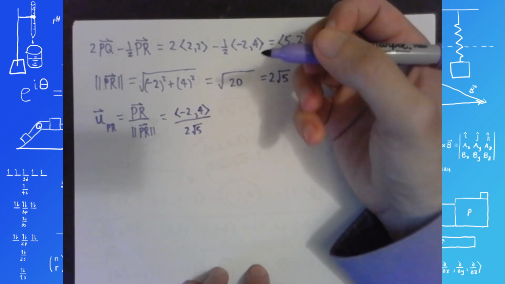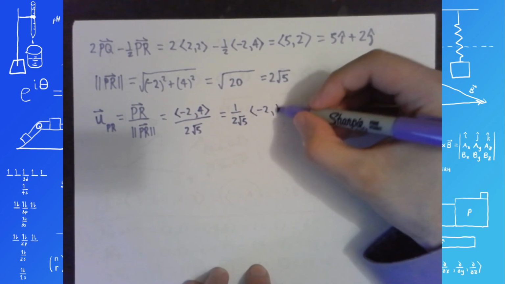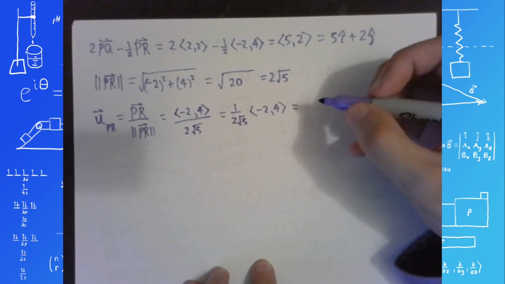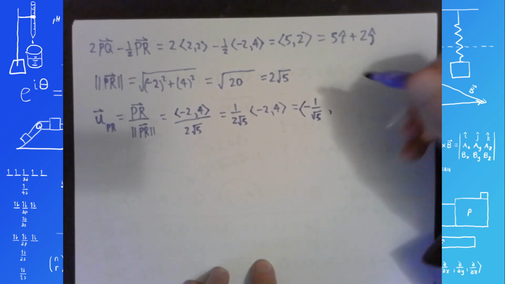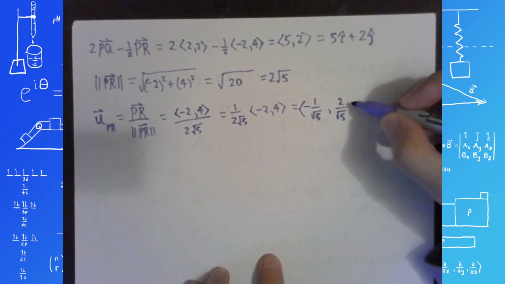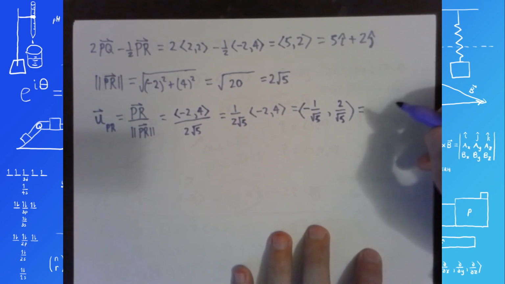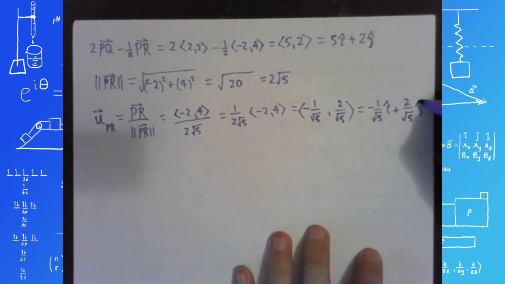And dividing by a constant is the same as multiplying by its reciprocal. You can think of this as 1 over 2 root 5 times negative 2 comma 4. If I distribute 1 over 2 root 5, then negative 2 over 2 root 5 becomes negative 1 over root 5. And then 4 over 2 root 5, the 4 and the 2 reduce, and I end up with 2 over root 5. Or if you want it in terms of standard unit vectors, you can say negative 1 over root 5 I hat plus 2 over root 5 J hat.